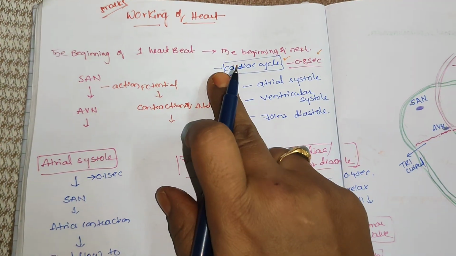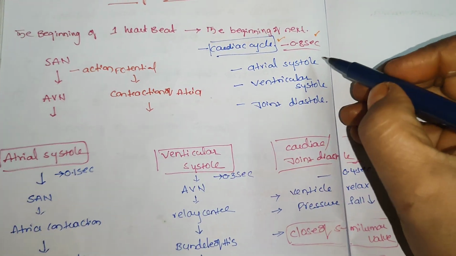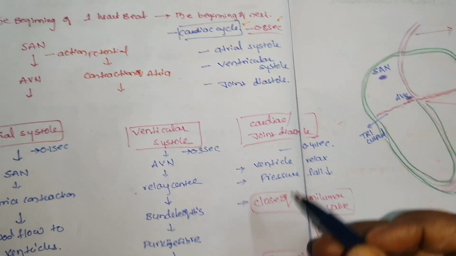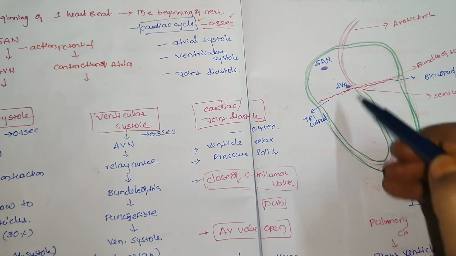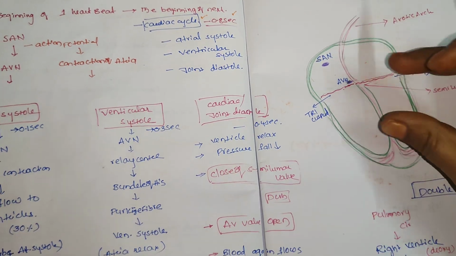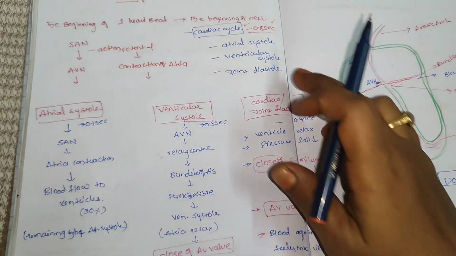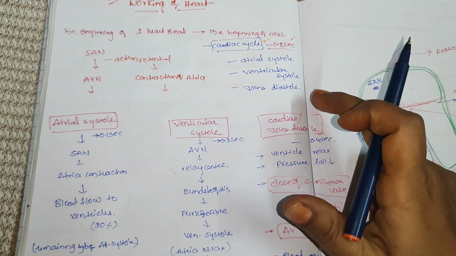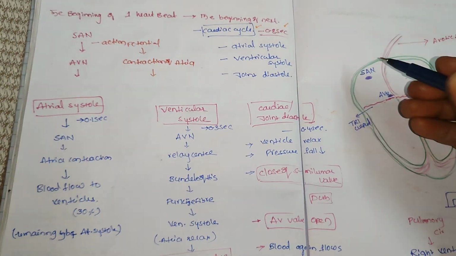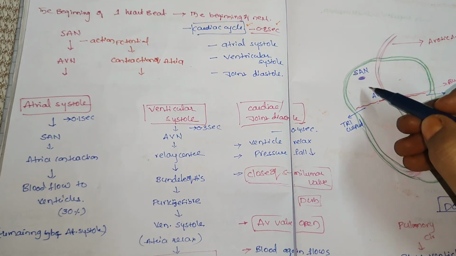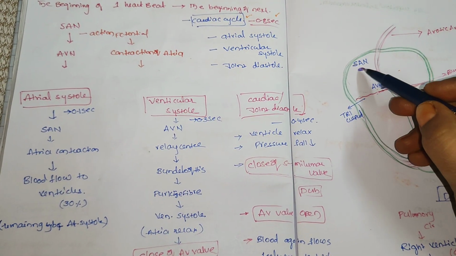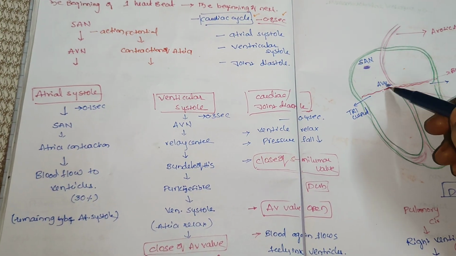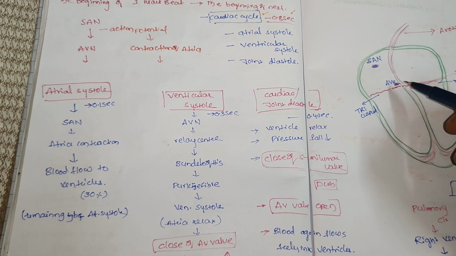This cardiac cycle consists of atrial systole, ventricular systole, and joint diastole. So the working of heart consists of atrial systole, ventricular systole, joint diastole. Already in the previous class, we discussed the nodal tissues, the sino-auricular node and the atrioventricular node. These are the nodal tissues of the heart.